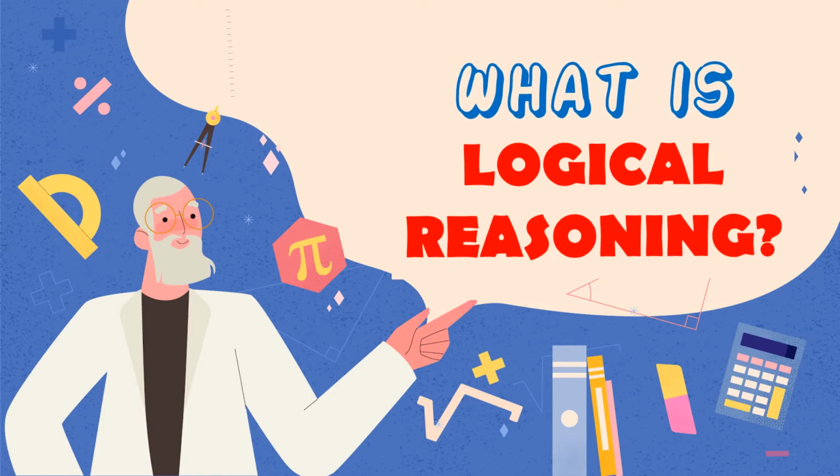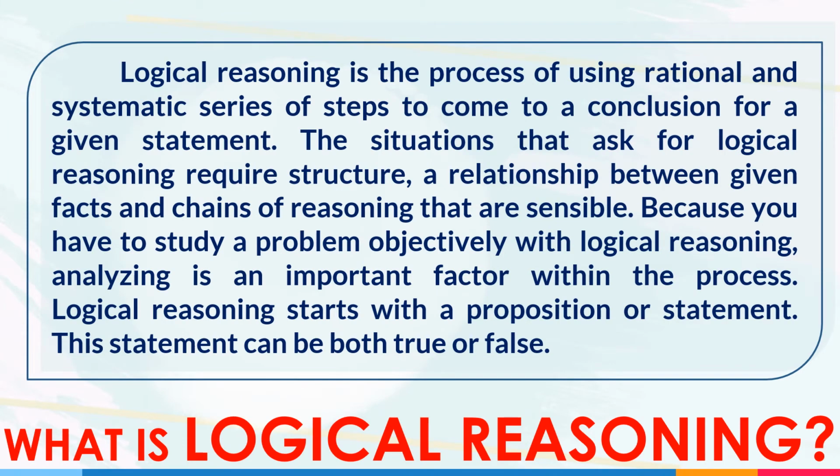Now, what is logical reasoning? Logical reasoning is the process of using a rational and systematic series of steps to come to a conclusion for a given statement. The situations that ask for logical reasoning require structure, a relationship between given facts and chains of reasoning that are sensible. Because you have to study a problem objectively with logical reasoning, analyzing is an important factor within the process. Logical reasoning starts with a proposition or a statement. This statement can be both true or false.